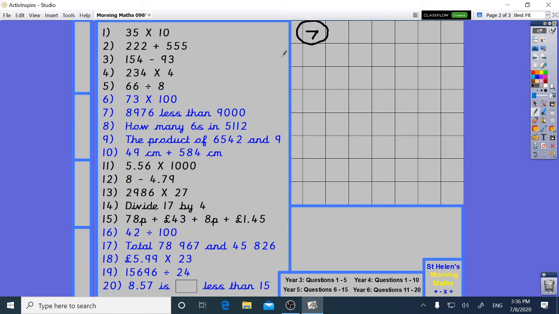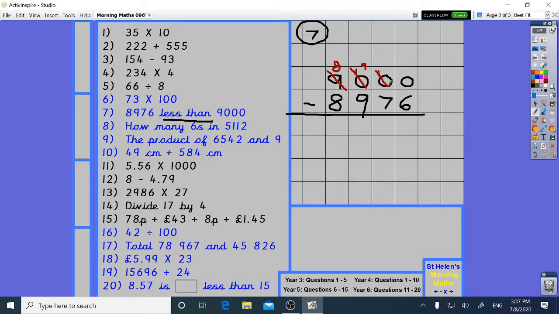Less than is minus. So biggest number at the top, 9,000. Take away the smallest number, which is not that small. It's not much less. So we're taking a lot away, which means our answer is going to be pretty small. We have to get some help.